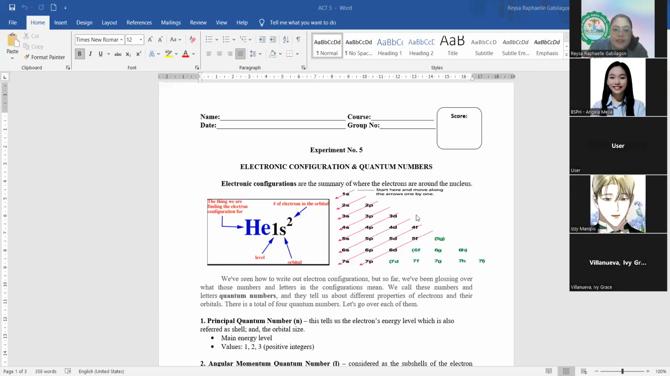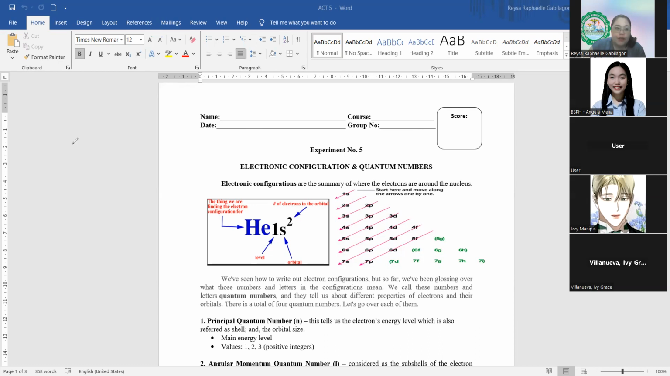Okay, let us discuss activity number 5 para magsagot kayo after. Let's have the electronic configuration and the quantum numbers. So sa electron configurations class, it's actually a summary of the distribution of the electrons around the nucleus.